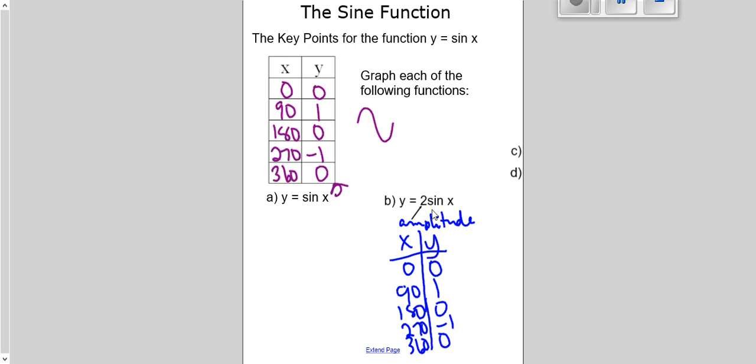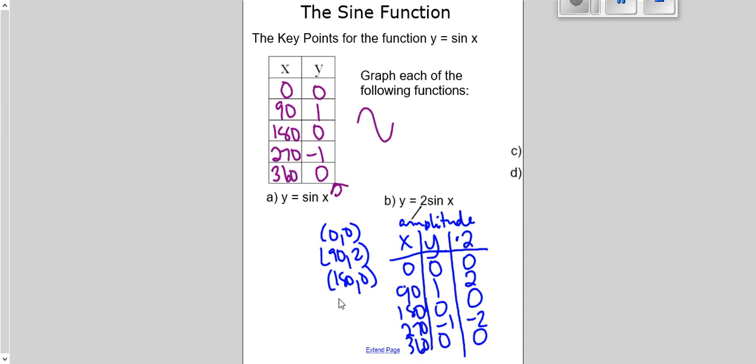And that 2 in front is being multiplied to our whole function. So we're going to multiply all our y values by 2. So when I do that, I get 0 times 2, which is 0, 1 times 2, which is 2, 0 times 2, which is 0, -1 times 2, which is -2, and 0 times 2, which is 0. So this is going to have points at 0, 0, 90 and 2, 180 and 0, 270 and -2, and 360 and 0. Okay, so let's go to my graph then.